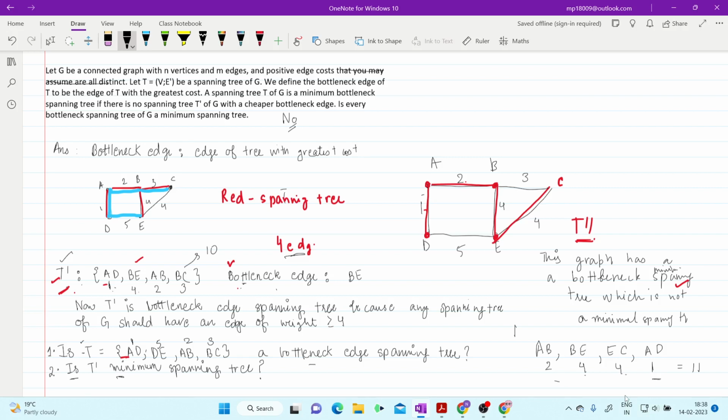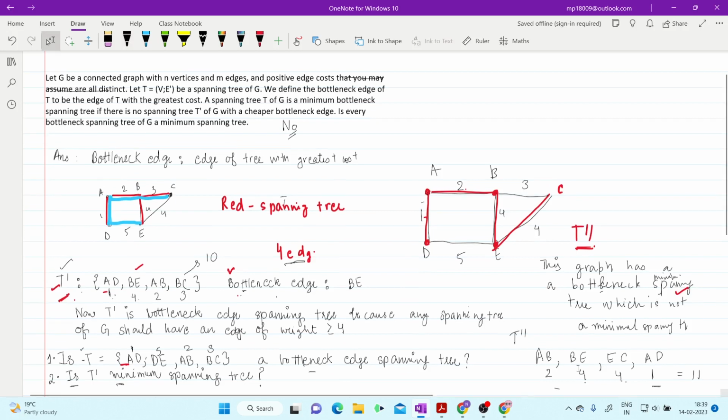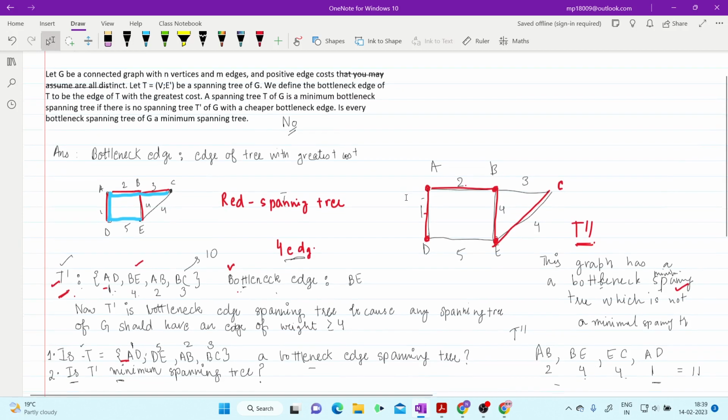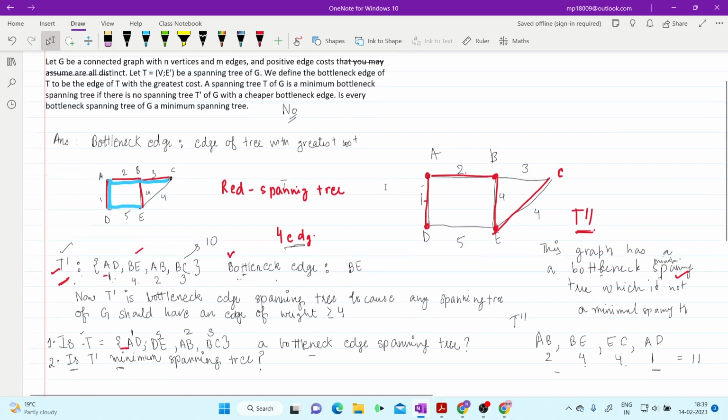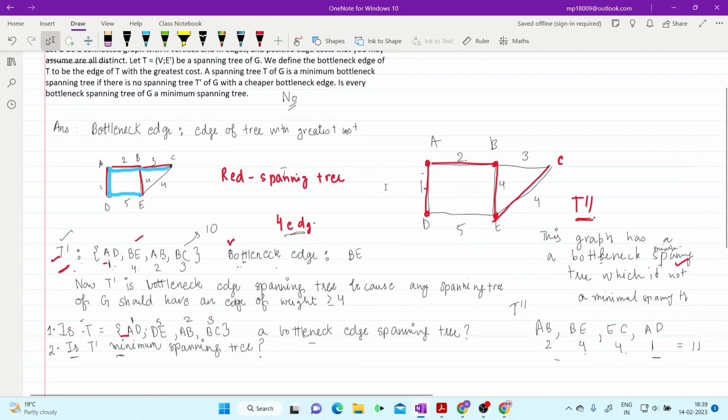Okay, ma'am. But this is a bottleneck spanning tree because the bottleneck edge is 4 here also, and any spanning tree has to have an edge of weight greater than or equal to 4. So this question was basically to give an example of a bottleneck spanning tree which is not a minimum spanning tree, and we have given that. Now is it clear? Clear, ma'am.